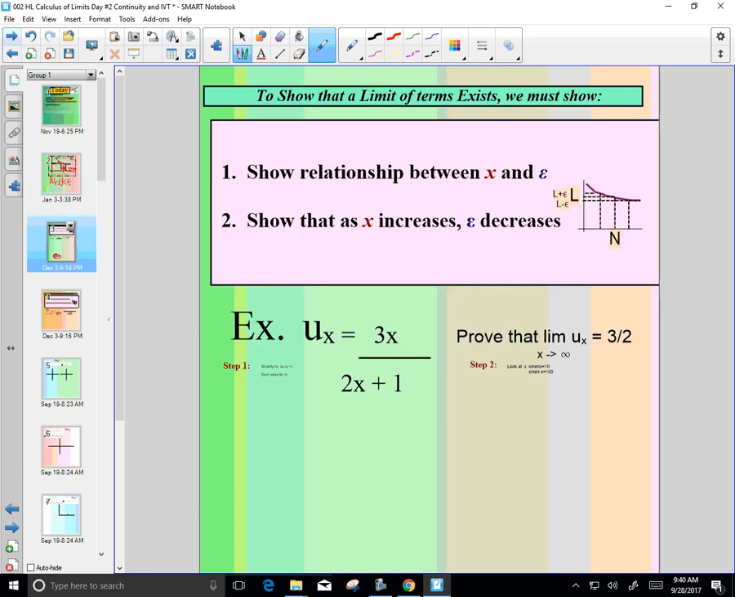So let's do it. We can do it. So we're going to show the relationship between x and epsilon first, and then we'll take care of part 2 later. So tell me, what's the limit as x goes to infinity of 3x over 2x plus 1?